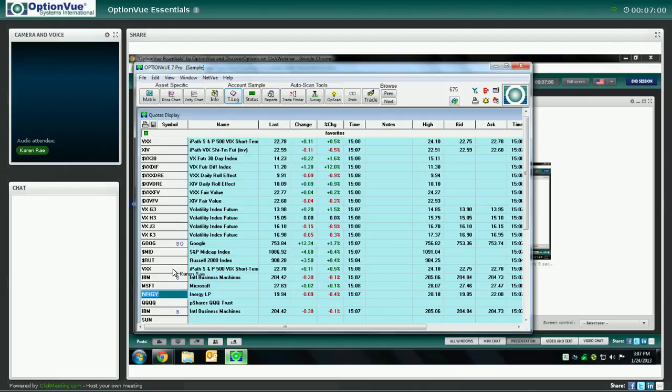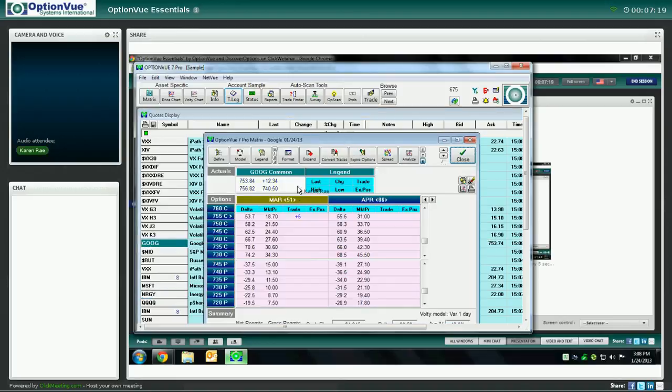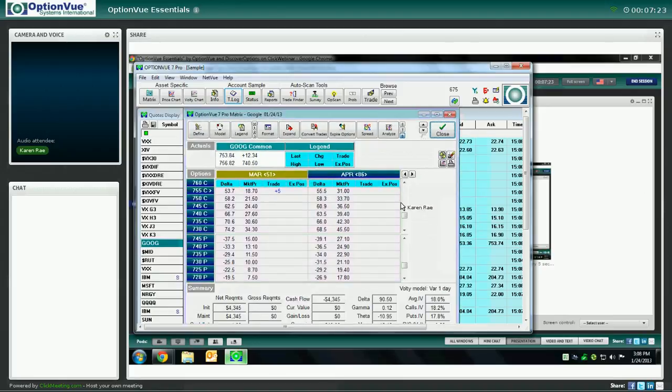Once you decide what symbols you want to look at on a daily basis, you can keep track of all the prices coming in, and then the very next thing you would do is open it up by double-clicking on the symbol. So I'm going to double-click on Google, and that's going to open the home base screen of this particular asset, which is called the matrix.